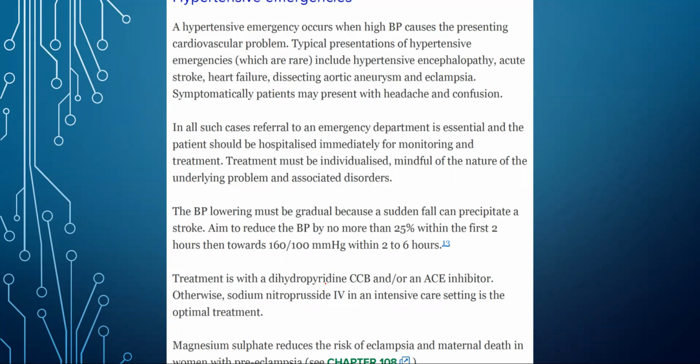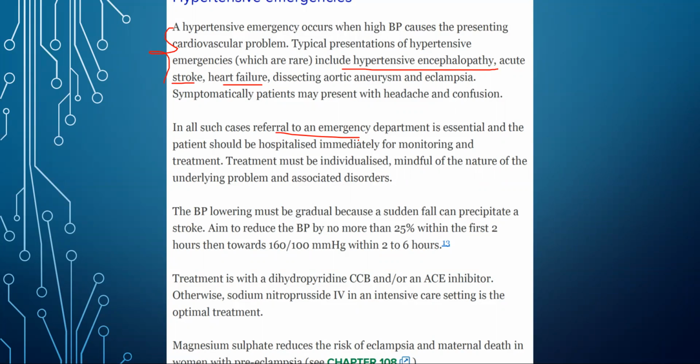What is hypertensive emergency? Hypertensive emergency means blood pressure is so high that the patient comes to you with a complication like hypertensive encephalopathy. So a patient with hypertension is now very confused with altered mental status, or has a stroke or heart failure. These are the hypertensive emergencies. You have to refer this patient to the emergency department immediately for further monitoring and treatment.